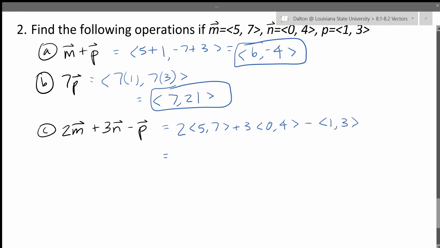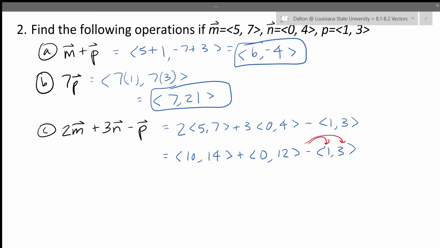Okay, we can distribute those scalars. So it's going to be 10, 14, plus, when we distribute that 3, that's still just going to be 0, but then 12, minus 1, 3. And where people tend to mess up is anytime subtraction is involved, because you have to realize that that negative sign essentially just distributes to both those numbers inside.